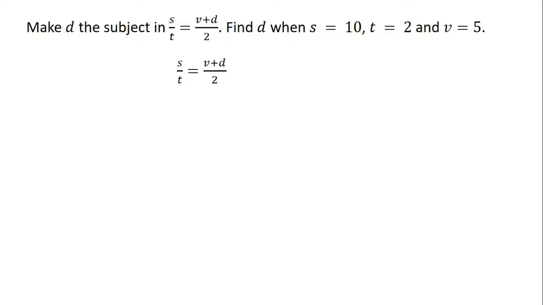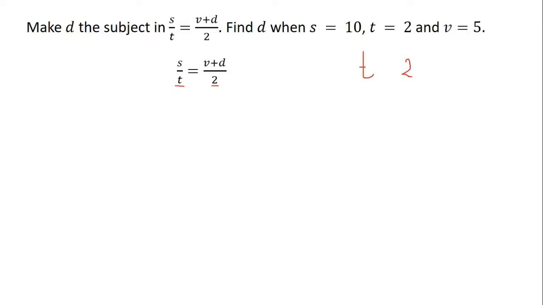We said in the previous video that when the expression contains fractions, the first thing you need to do is to identify the fractions. Here, the fractions are s divided by t and v plus d divided by 2. Then after you've identified the fractions, you find their denominators. The denominators are t and 2.